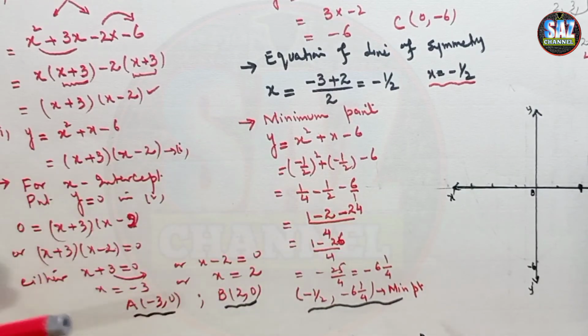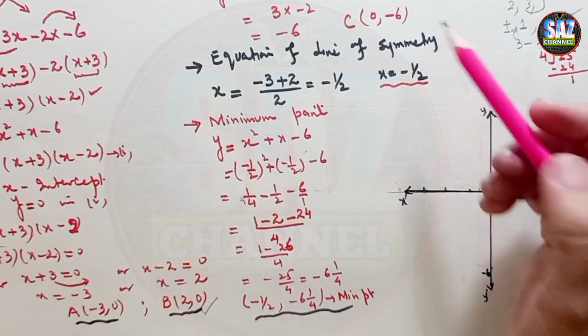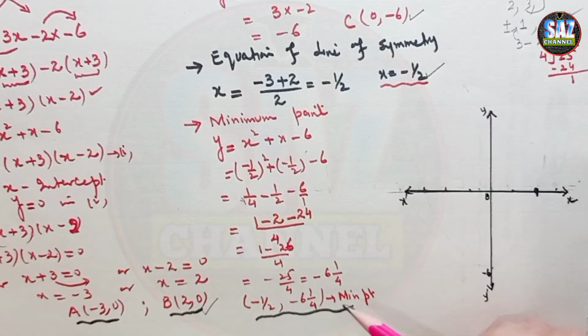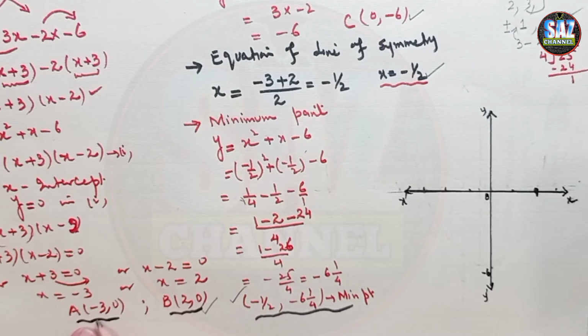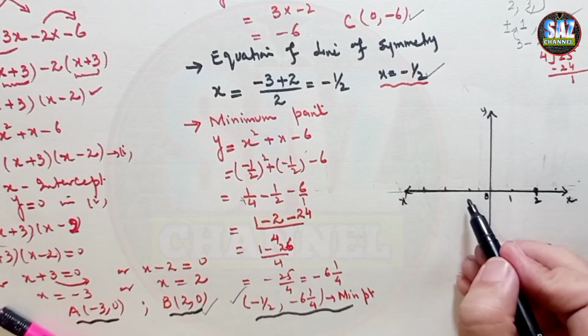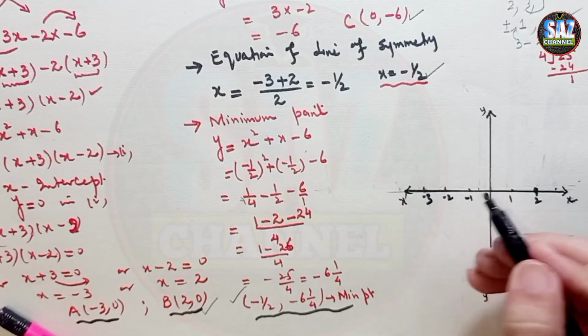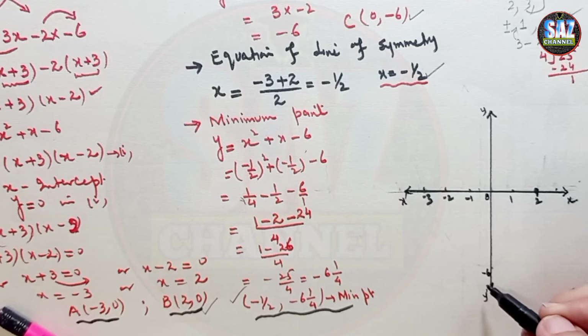Okay, and now I have my x-intercepts with me. I have my y-intercept, I have the line of symmetry and the minimum point with me. So it's time to go for the sketching of this graph. The x-intercepts are 2 with 0 and minus 3. So let me mark the points here, 1, 2, and minus 1, minus 2, minus 3. And then on the other side, 0 with minus 6 is marked here, and minus 1 by 2 with minus 6 whole 1 by 4, which is minus 6.25.